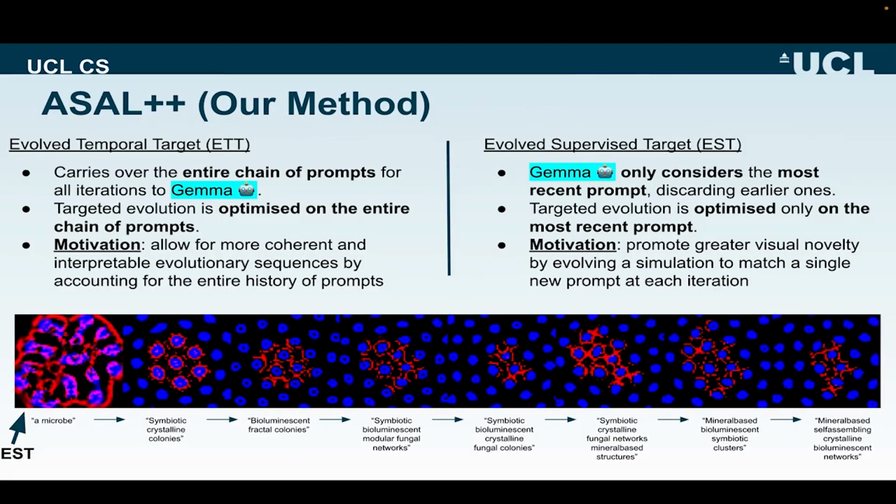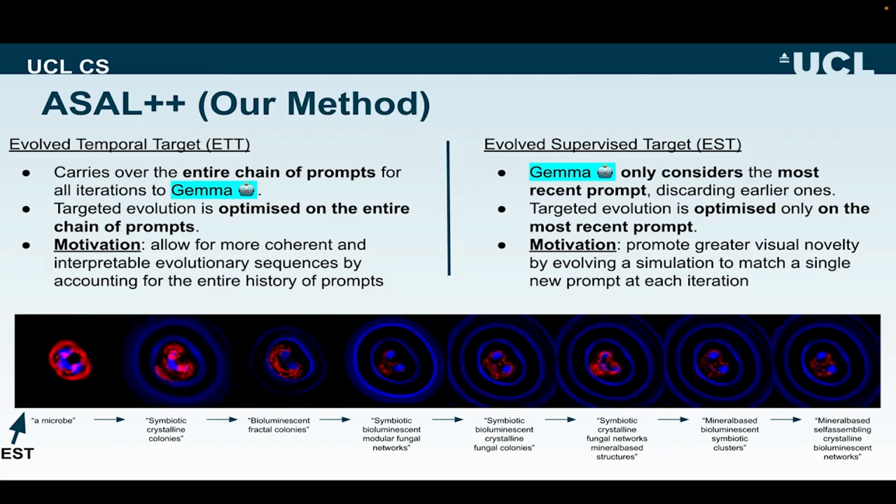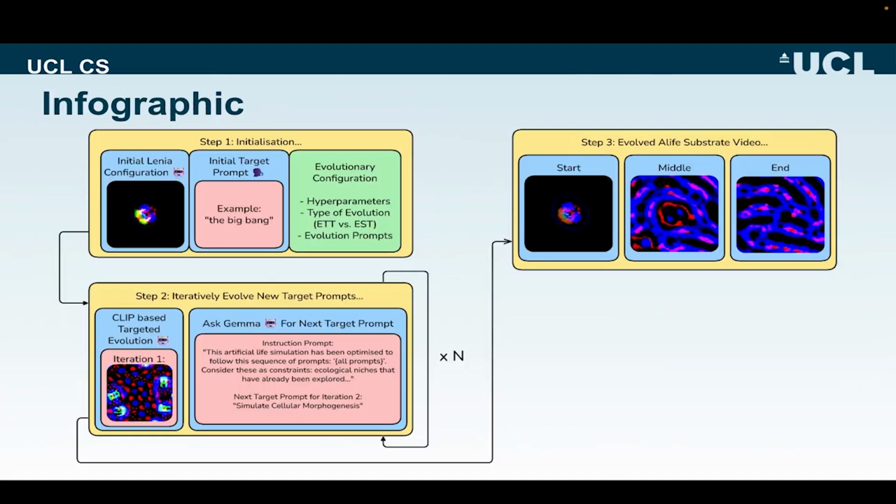Let's walk through how that works. Step 1, initialization, where a human gives a single seed prompt, like the Big Bang. Then we enter step 2, an iterative loop. First, we use the original ASAL method to optimize the simulation to match the current prompt.